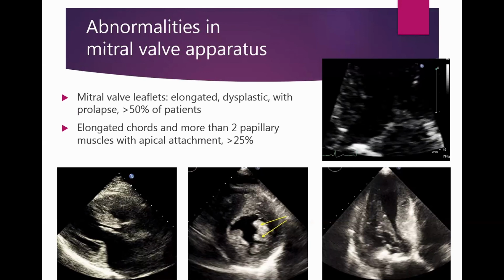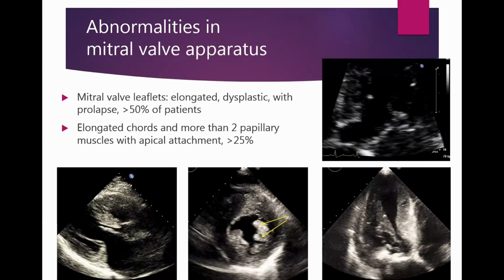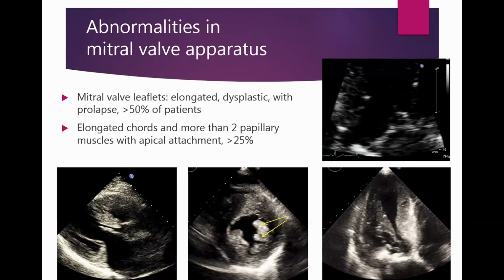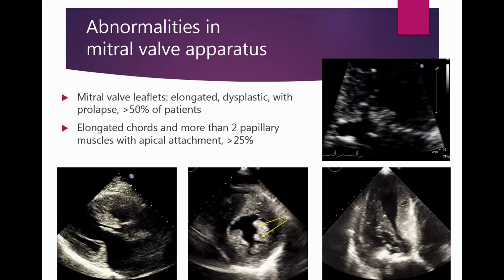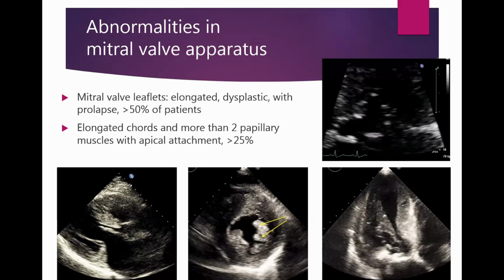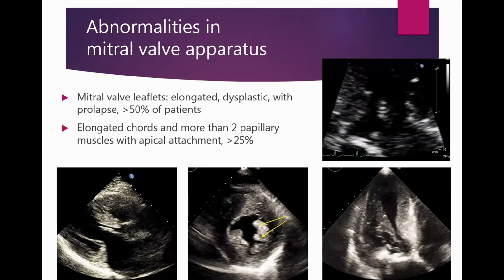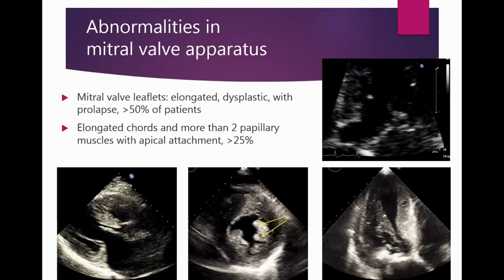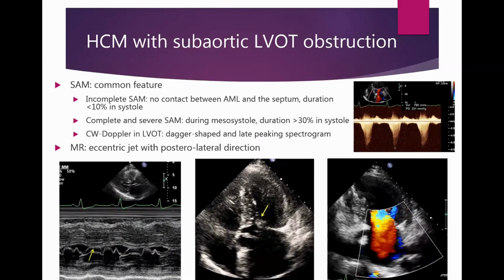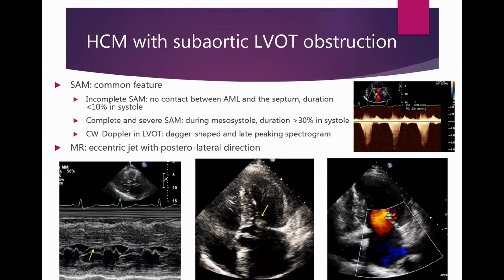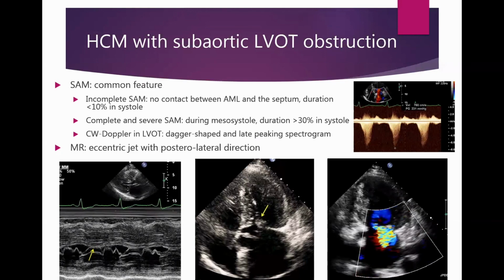There are abnormalities in the mitral valve apparatus. Mitral valve leaflets may be elongated, thickened, dysplastic, and prolapsing. Papillary muscles may be more than 2, and they may have apical attachments. The cords are also elongated and thickened, and this contributes to development of subaortic LV outflow tract obstruction.